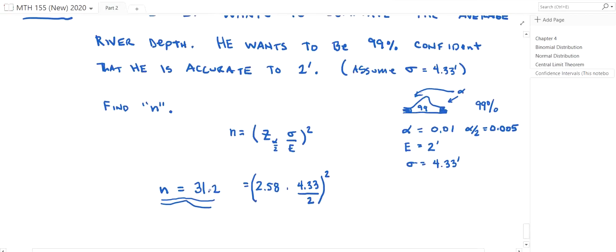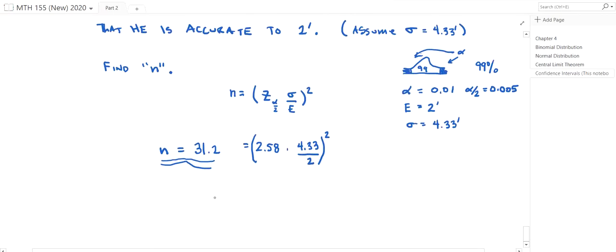Now, you really can't take 31.2 readings. So if you were going to advise this scientist, you would probably tell him to take 32 readings. And then he would be sure that he would at least have a 99% confidence in his results. Okay, that's all I'm going to do for this video.